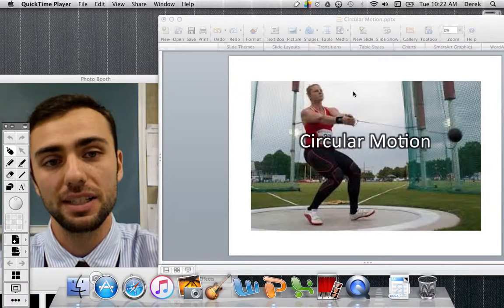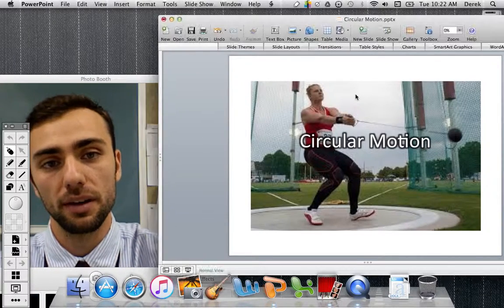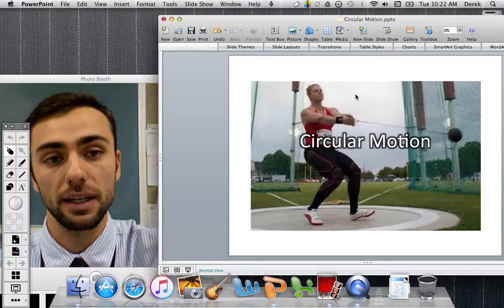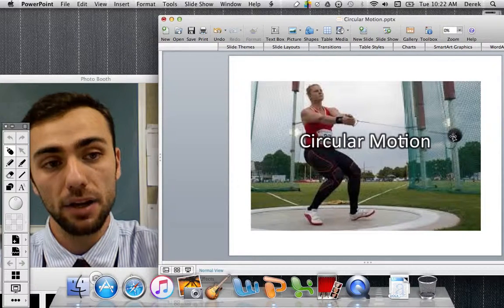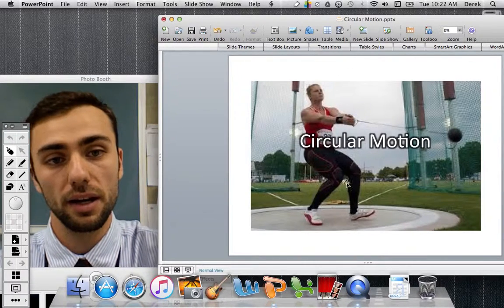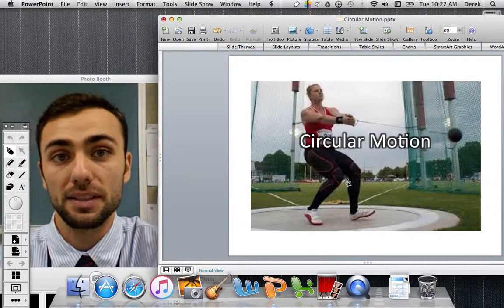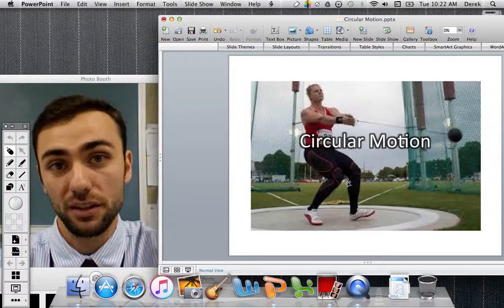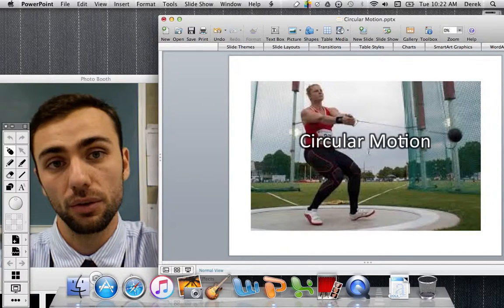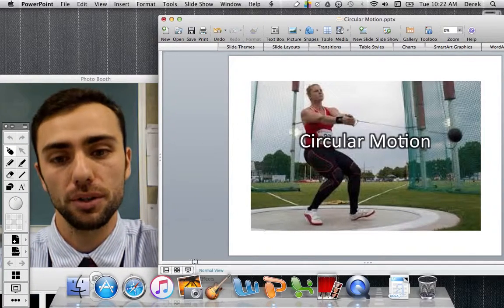And so as you can see on the right here, we have someone in the hammer toss. Basically in the hammer toss, they twirl this weight around and then they throw it. Today we're going to be talking about some of the physics behind objects that are being twirled around, or objects that are undergoing circular motion. Okay, so let's get to it.